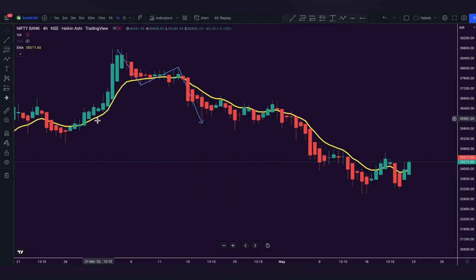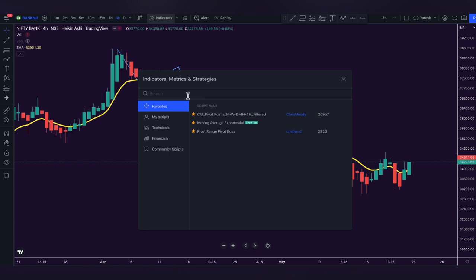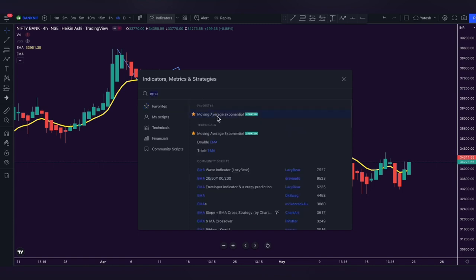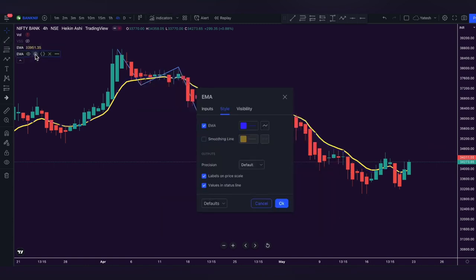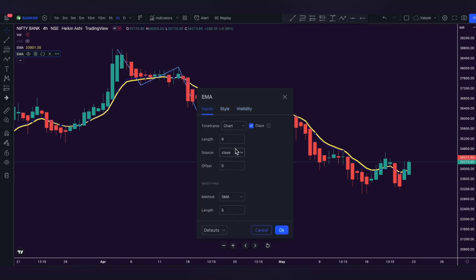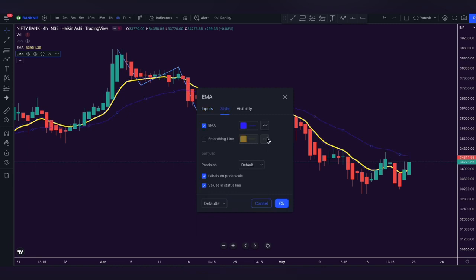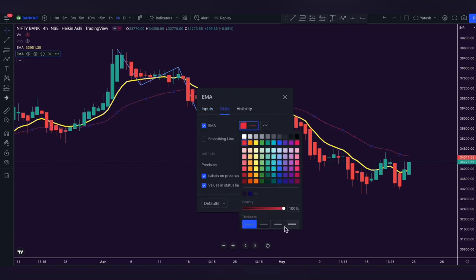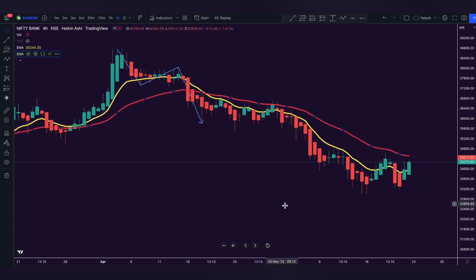Alright. So this yellow line you're seeing is our 10 period exponential moving average. Now there is one more indicator you need to add. Again go to indicator, and again choose EMA, exponential moving average. This time we will choose a 30 period moving average. Let me change the color to red, and I'll increase the size. Alright.